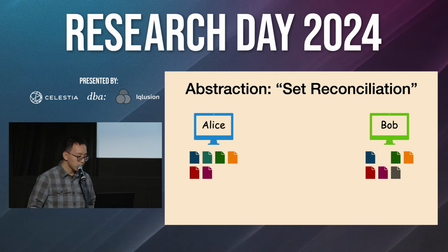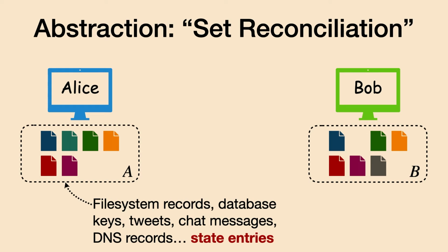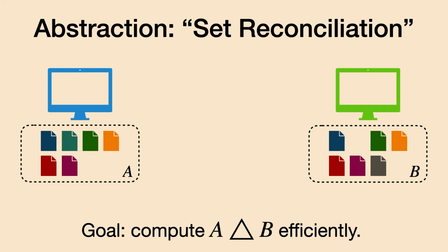So imagine that Alice and Bob, two computers or two Ethereum clients, each holds a set of fixed length items. And these items can be anything, like file system blocks, database keys, etc., or in our case, the entries in the state database. And what they want to do is to compute the symmetric difference of their sets, A and B. We denote it as A delta B.